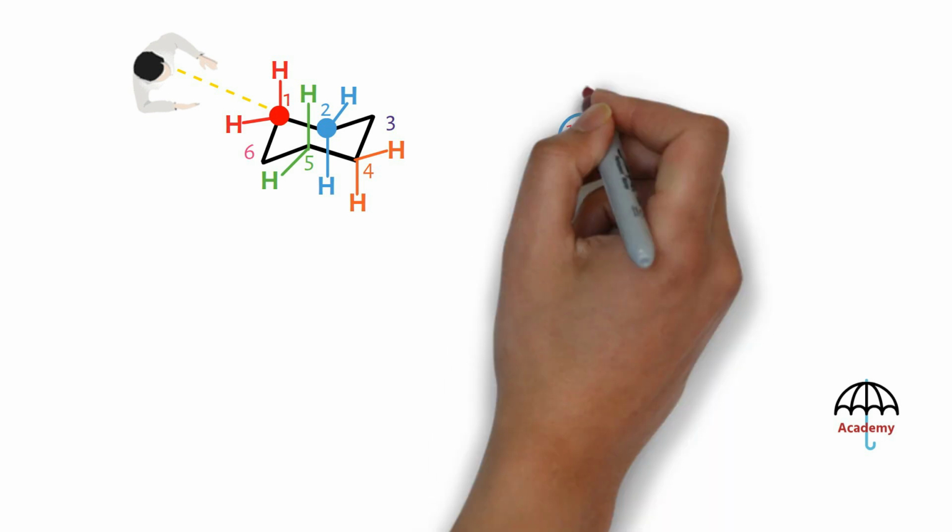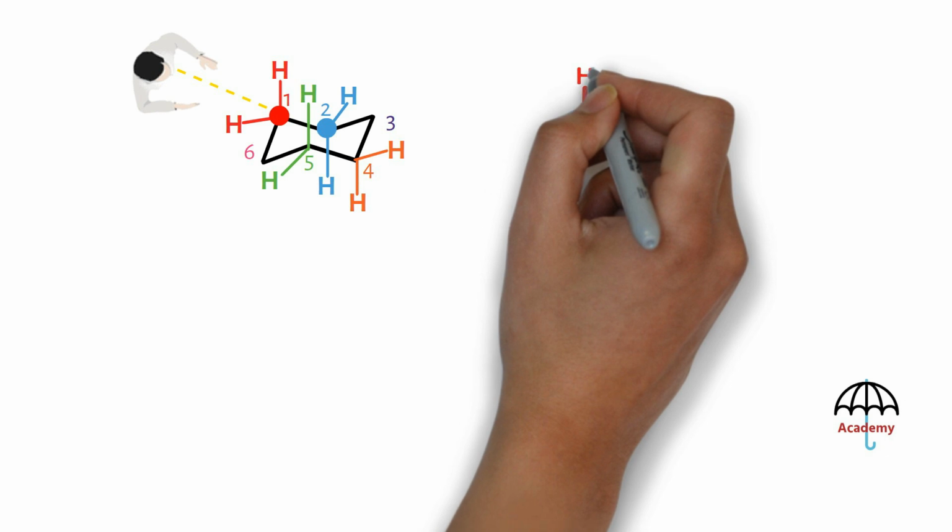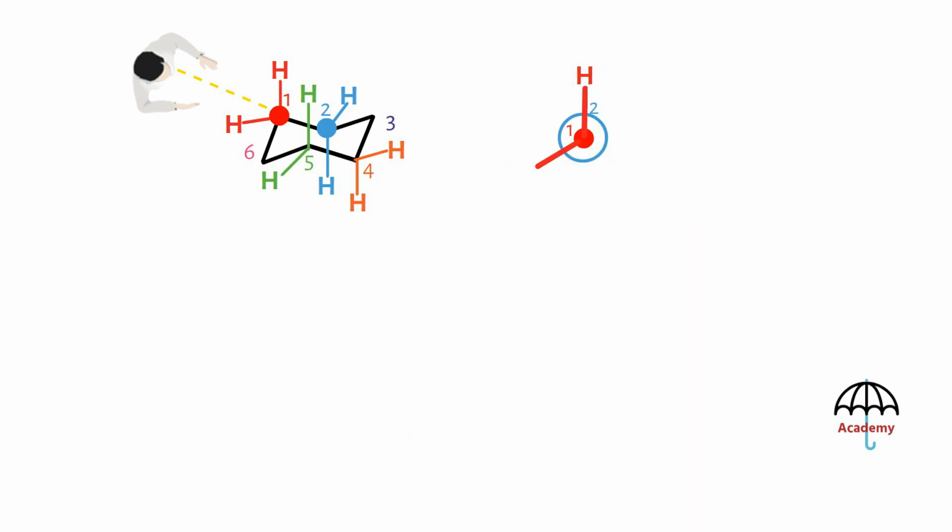Front carbon 1 has axial hydrogen pointing up. Equatorial H on left. C1 is connected to carbon 6. Carbon 2 on back side has equatorial hydrogen pointing left. Axial hydrogen pointing down. C2 is connected to C3.